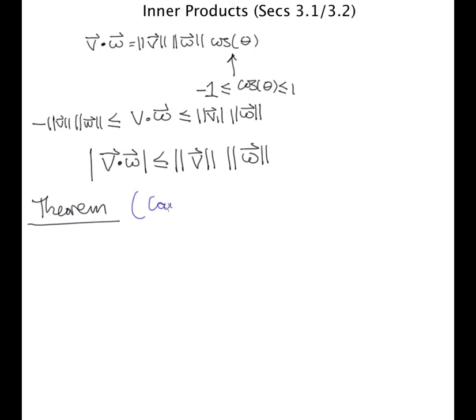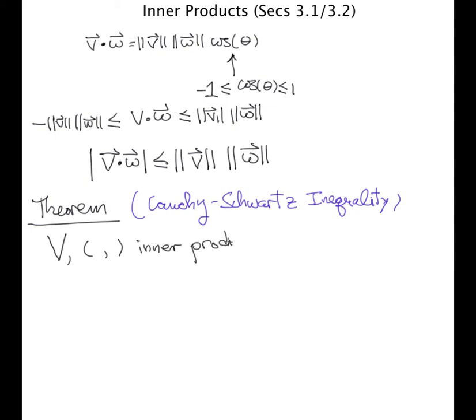This is the Cauchy-Schwarz inequality. And it says if you have a vector space V and any inner product, well, then you define the norm as usual, and then you have this inequality: the absolute value of V dot W is less than or equal to the length of V times the length of W.